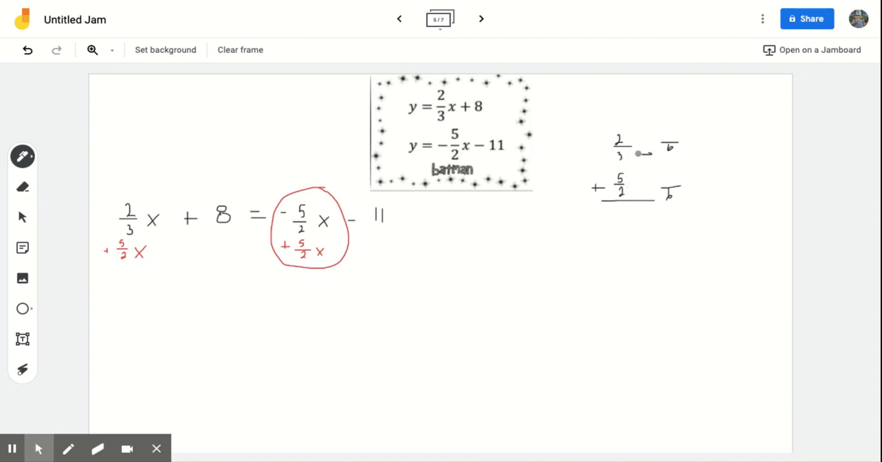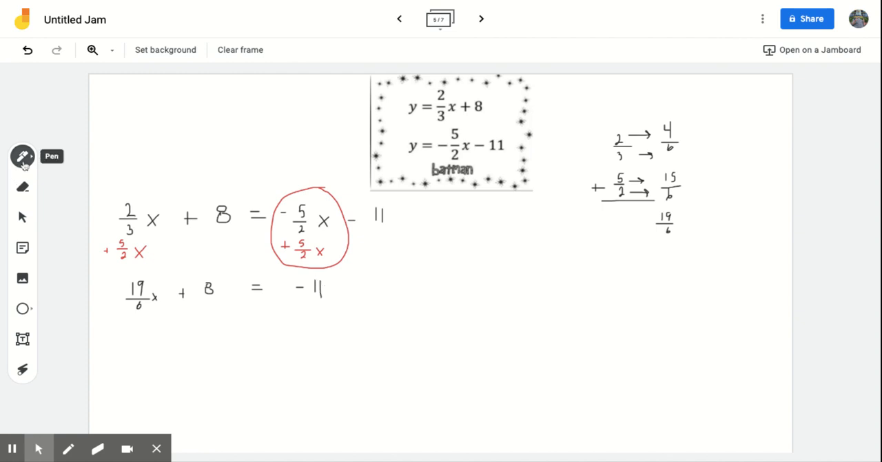3 goes into 6 twice, so I'm going to multiply this 2 times 2. So 4/6 and 2/3 are the same. And then this 3 goes into the 6 three times, so I'm going to multiply the 5 times 3, which would be 15. So 15/6 plus 4/6 is 19/6. So that's just kind of a side note. So 19/6 x plus 8 equals, and this minus 11, or you could think of it as negative 11.